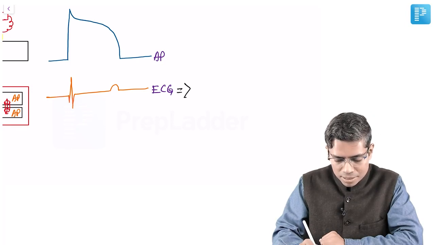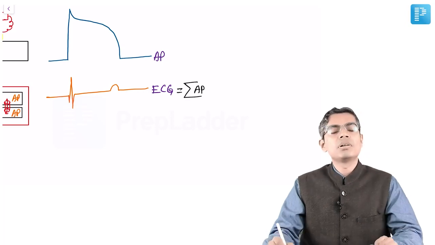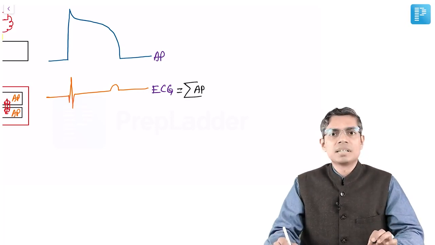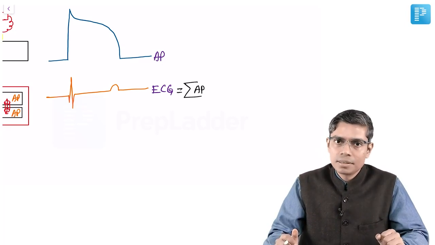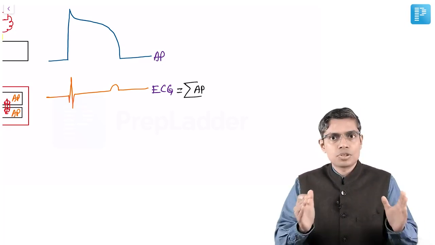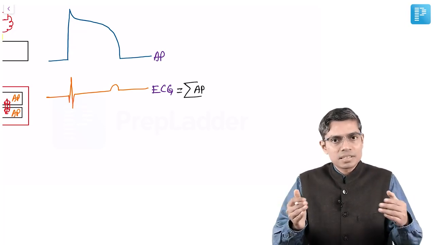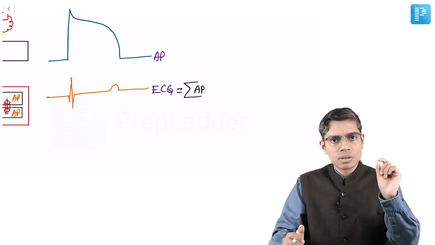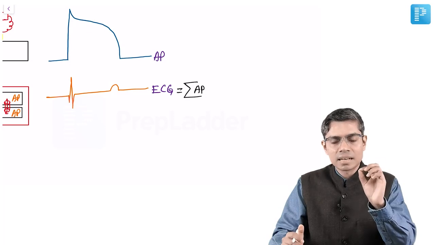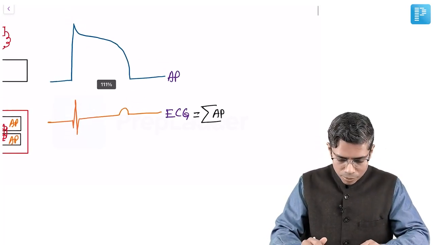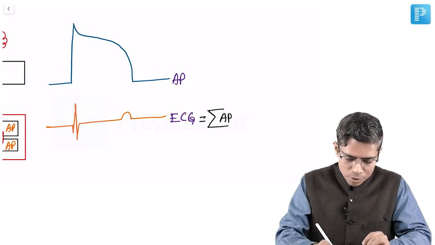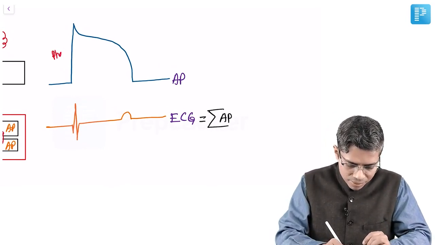So I can write down like this, that ECG is nothing but a summated version of all the action potentials generated in a group of myocardium cells, right? So this is the difference between these two. Both of them are similar kinds of electrical activity, but one is recorded from a single cell, another is recorded from multiple cells.